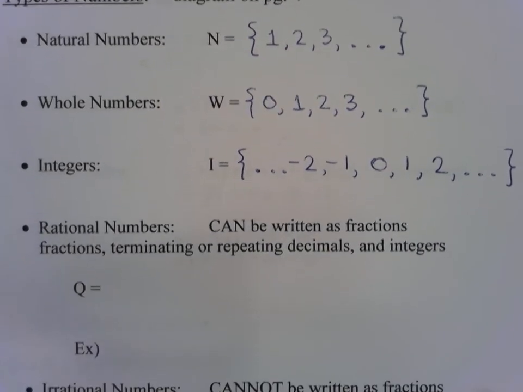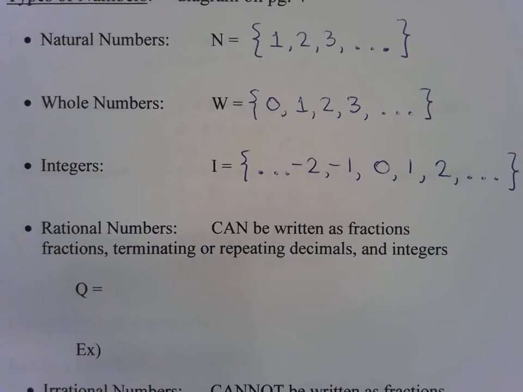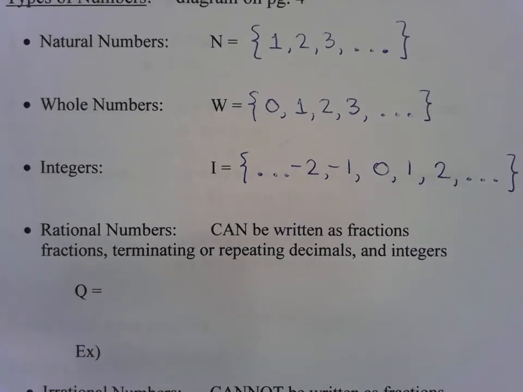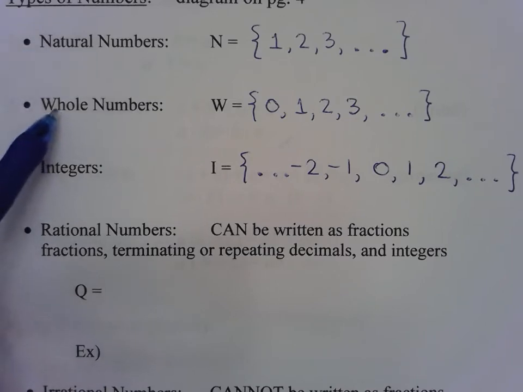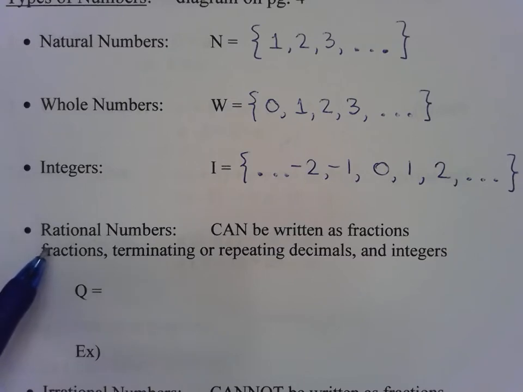Once we get to the rational numbers, we can't really list them out anymore. So remember what rational numbers are. These are numbers that can be written as a fraction. Fractions can also look like terminating or repeating decimals. All of these sets actually are getting bigger. So the natural numbers are contained in the whole numbers, which are contained in the integers, which are contained in the rational numbers.